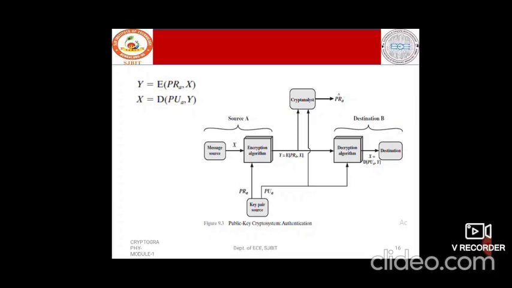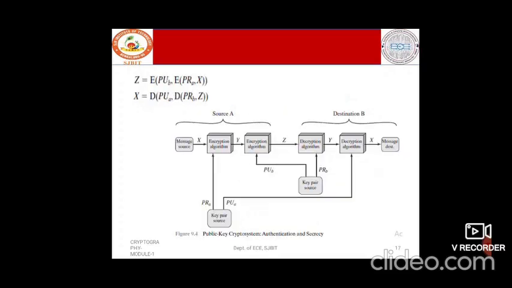So it is, however, possible to provide both the authentication function and confidentiality by a double use of this public key scheme, and that is shown in the next block diagram here. That is Z is equal to encryption of PUB, encryption of PRA, X. X is obtained by decryption of public key with respect to A and decryption of private key with respect to B, Z. So we begin as before by encrypting a message using the sender's private key.